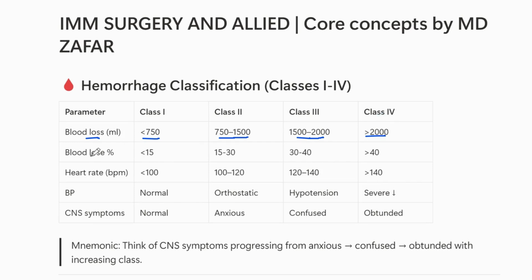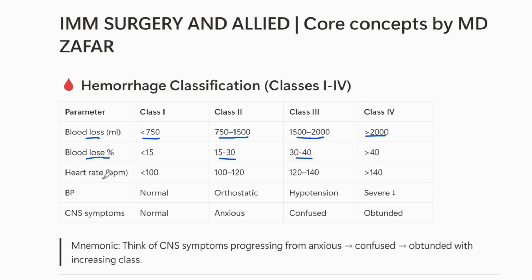Whereas the second parameter is the blood loss in terms of percentage. If there is going to be less than 15% of blood loss, then it is going to be in class 1. Whereas if there is going to be 15 to 30% of blood loss, then it is class 2. In class 3, around 30 to 40% blood loss, and in class 4, more than 40.